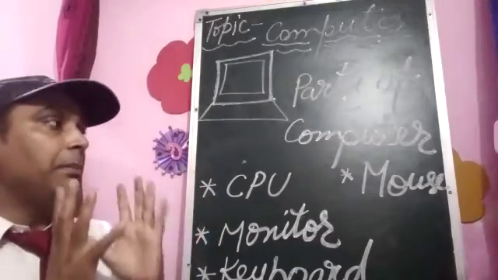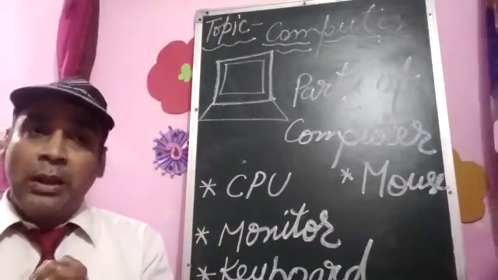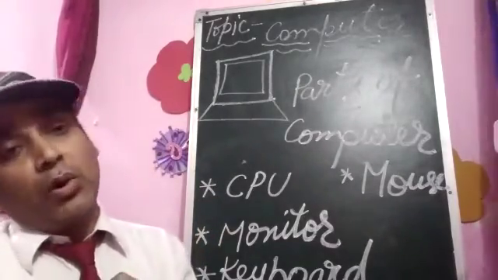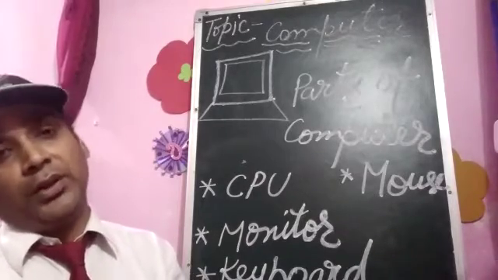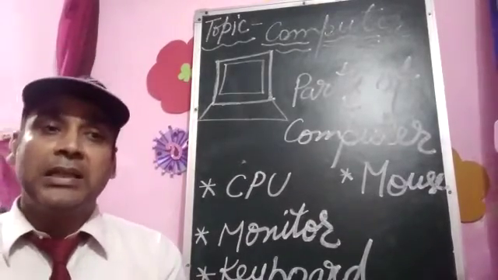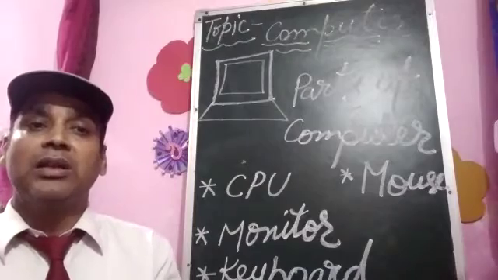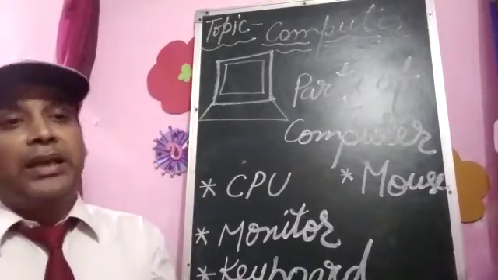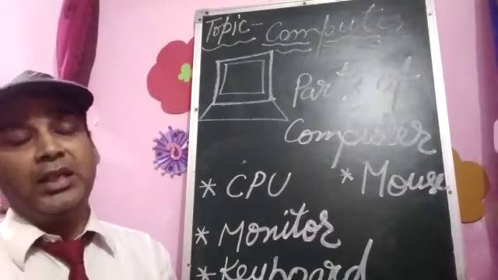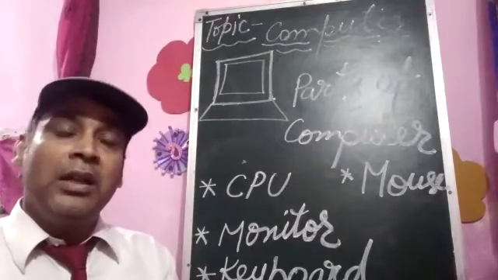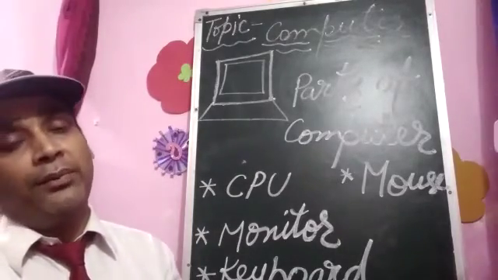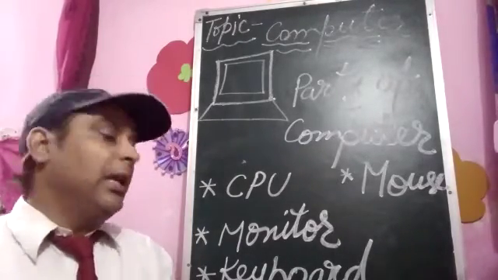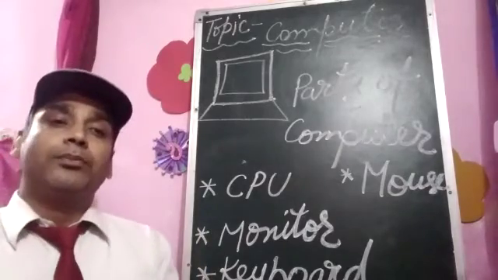So these are the main parts of the computer. But there are some others, called the peripheral parts of the computer. Peripheral parts means there are some other parts which are connected to the computer to get their work done. One of the most common peripheral parts of computer is a printer.